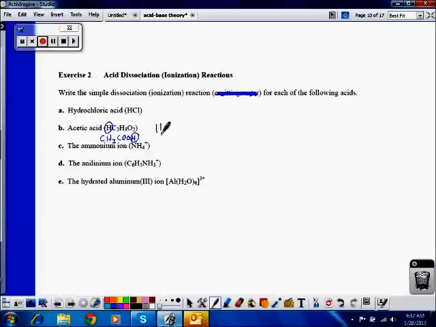So on the reactant side, I'm going to interact with water, and acetic acid is going to give off the H plus, and that gives me acetate and hydronium. So this is acidic because I get hydronium.